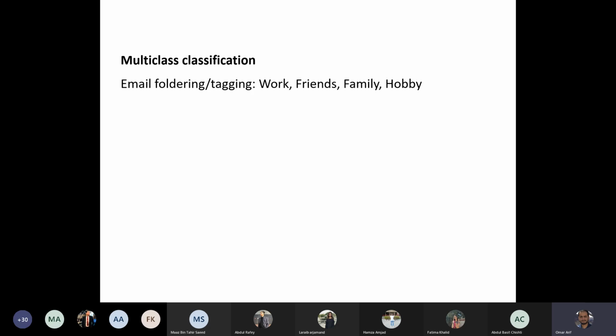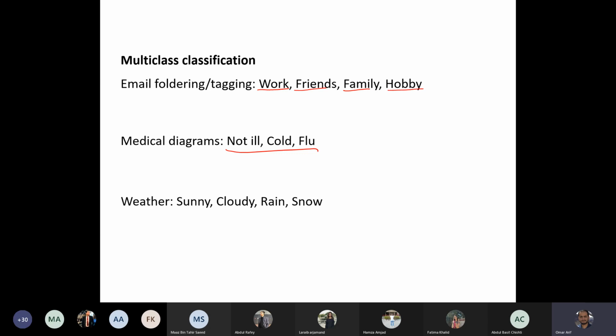An example of multi-class classification is if we want to tag emails, for example, whether the email belongs to the work category, friends category, family category, or hobby category. So there are 4 categories, 4 discrete labels. This is a multi-class classification problem. In medical diagnosis, you may have 3 classes: not ill, cold, flu. Again a multi-class classification problem. Whether it is sunny, cloudy, rainy, snow. This is again a multi-class classification problem.